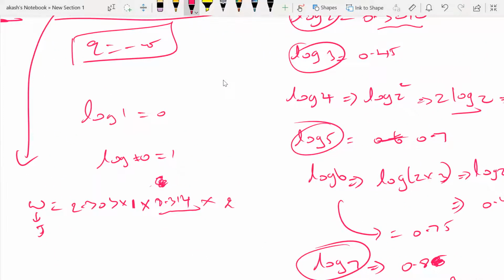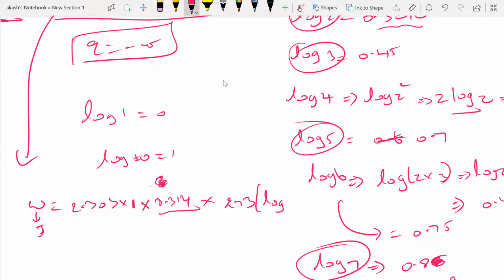0 degrees Celsius means I know it is 273 Kelvin. You should substitute the values only in terms of Kelvin. Into log of V1. V1 is 1 liter. Okay, let me start this entirely. Log of V1.